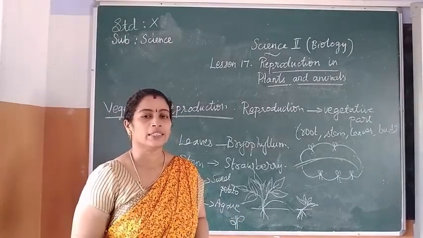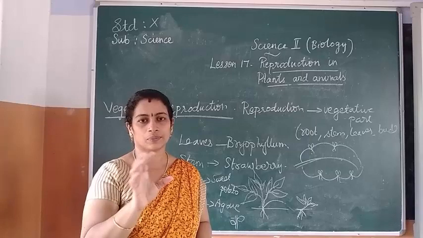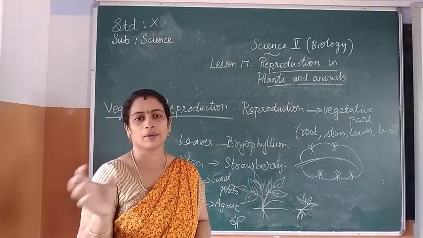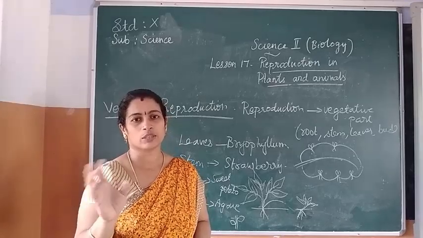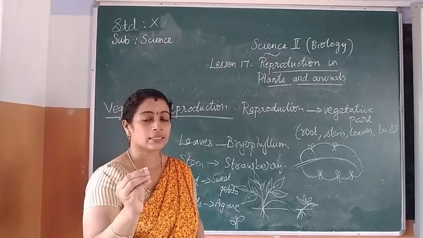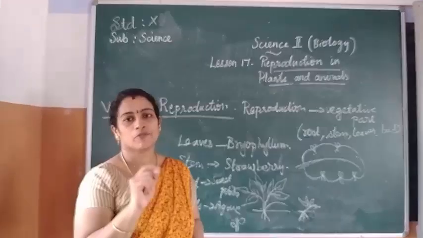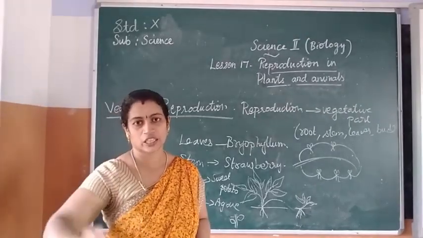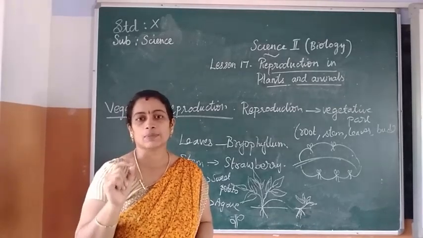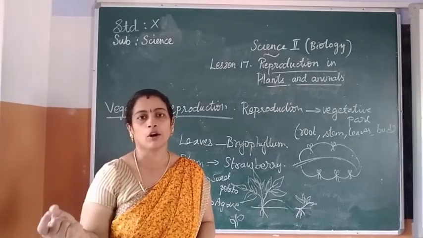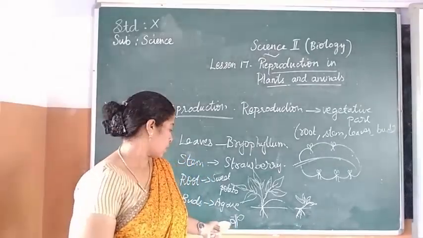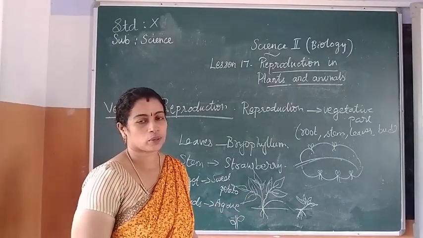Next one, buds. Example, a plant belonging to the family of aloe vera, somewhat similar to the aloe vera plant. Again, it produces bulbils. The flower bud will turn into small bulb-like structures known as bulbils. When these bulbils fall off from the parental plant, they will be able to produce a new plant. That is reproduction by buds.